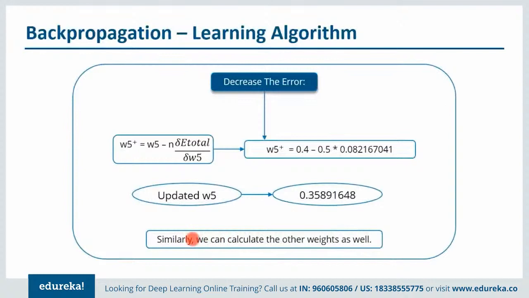Then again, we're going to see how much is the loss. If still the loss prevails, then we're going to repeat the same backpropagation learning algorithm again for all the weights. So this process will keep on repeating. So this is how backpropagation actually works. We'll actually have a separate module in which we'll discuss backpropagation in much more detail.